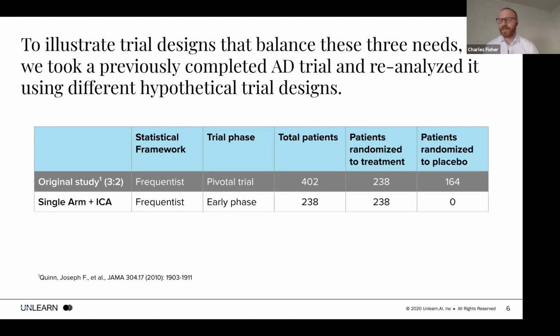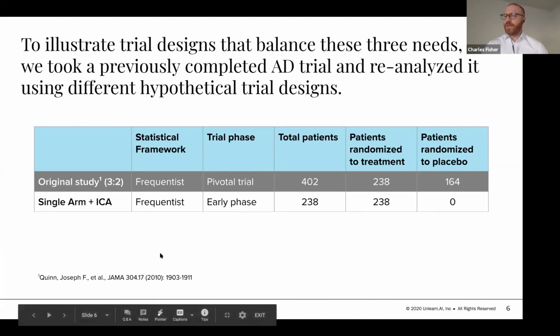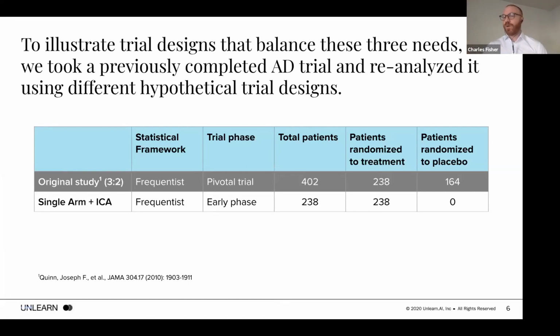So we're going to simulate 3 different hypothetical trials. The first one is a single-arm trial, the type of thing that you might run in an early phase proof of concept study. So here we had in the original trial 238 patients who received the active treatment. So we'll simulate a scenario where the same number, all of those patients who were enrolled into the active treatment, would receive the treatment in this hypothetical scenario. But 0 patients will receive a placebo.